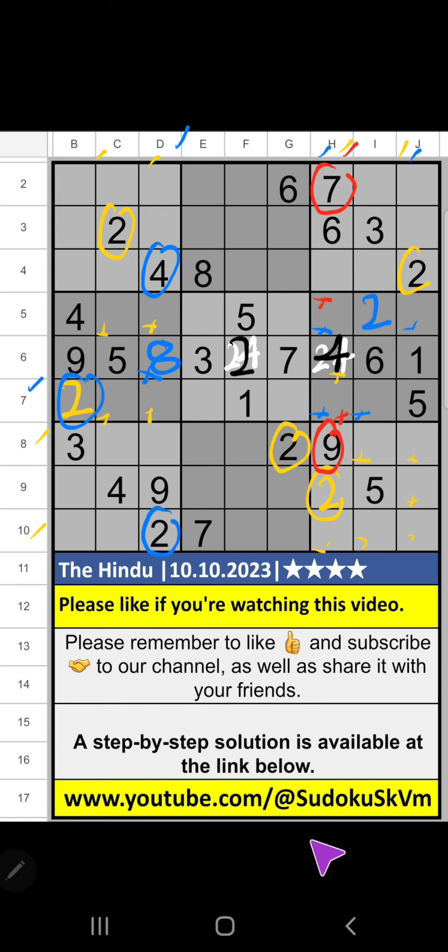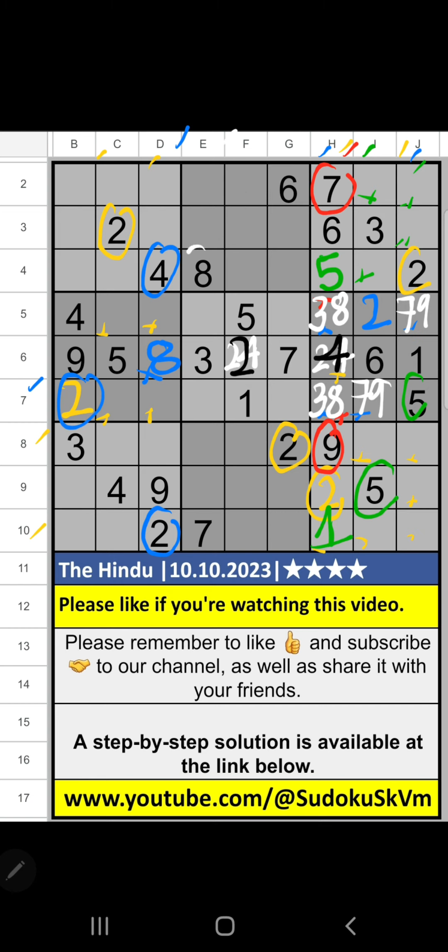We will confirm later. Column I, column J, we have 5. So 5 can't come in these cells. Then 5 is confirmed here. Then column H, only one number is remaining, 1. 1 is confirmed here.